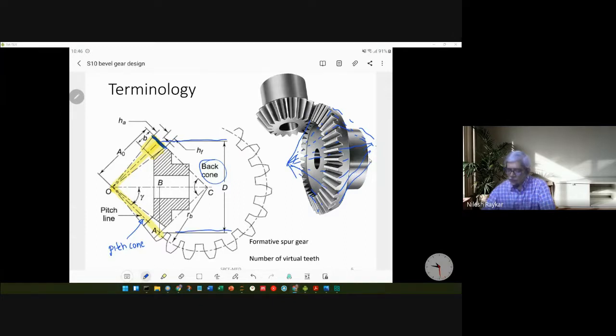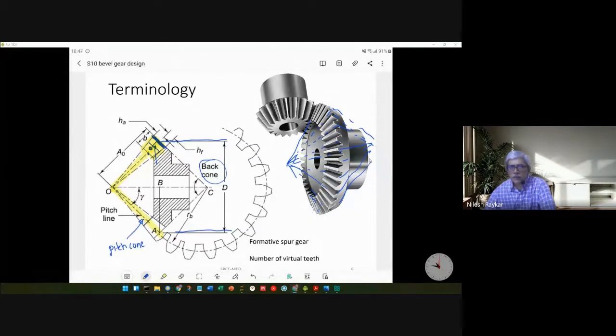And as you move towards the smaller end, you will find that the pitch circle diameter will keep on reducing, the addendum will keep on reducing, the dedendum will keep on reducing, and so on. So the least values are at the apex, or towards the front side of the gear tooth on the pitch cone side. So if you have to specify the dimensions of the gear, that is, what is its pitch circle diameter and what is its module, you have to specify at which location it is.